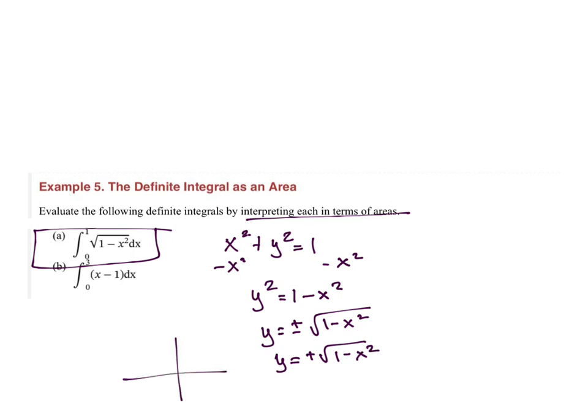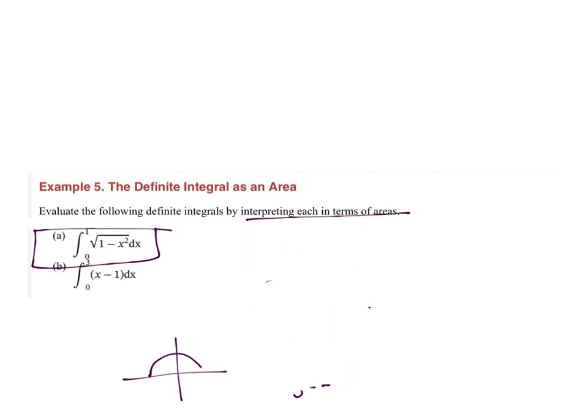Y'all with me? So y equals the positive option of the square root of 1 minus x squared, well, that graphs the top half of this circle. y equals the negative option graphs the bottom half of the same circle. So when you roll up on this business that says the square root of 1 minus x squared, your brain needs to think circle. Circle of radius 1, because 1.